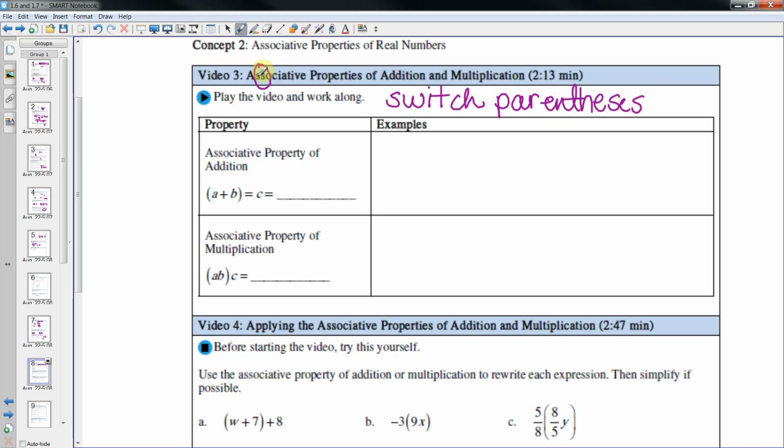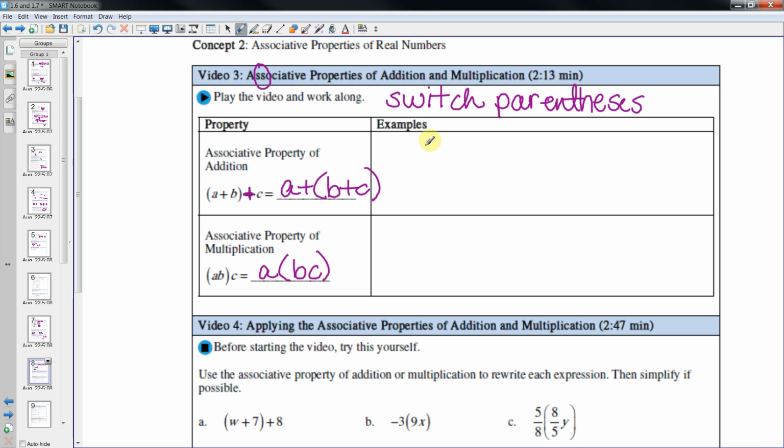If you're having to remember what the different properties are and you don't have the definitions right in front of you. So A plus B, there should be a plus right there, C, that would be then A plus, and then put the B plus C in parentheses. AB in parentheses times C, put the A on the outside and put the BC on the inside.